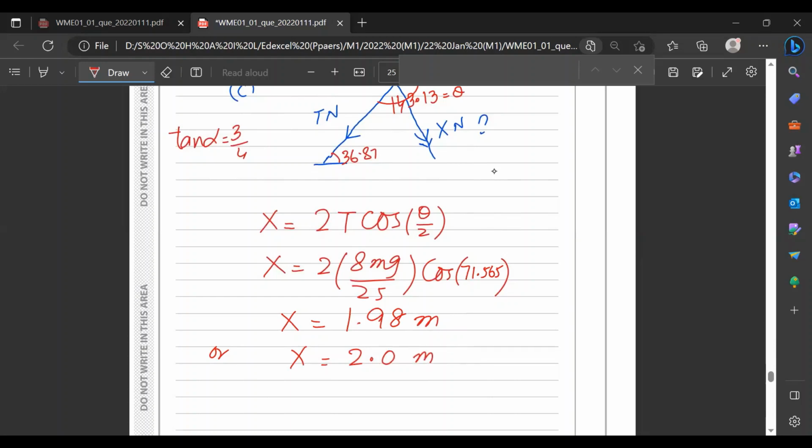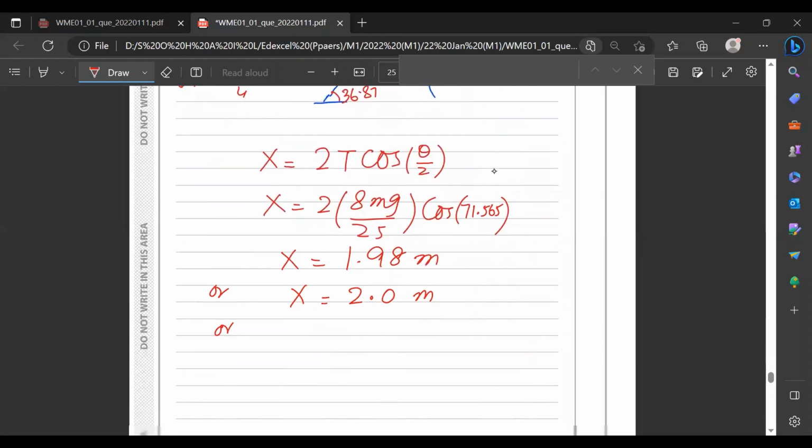Just in 2-3 lines you can get this value, or a better answer can be 2.0 m, or even if you write just 2 m, all these answers are correct, because the answer can be given to two or three significant figures. When a numerical value of g is required, take 9.8 and give your answer to either two significant figures or three significant figures. So all these answers are acceptable for this question.